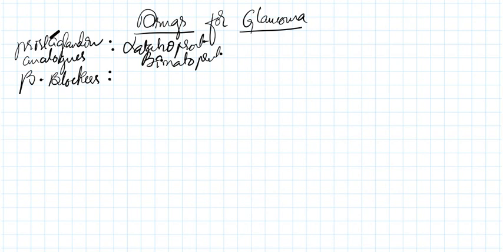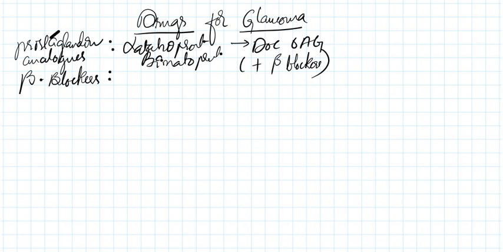What they do is they increase the uveoscleral outflow. And remember one more thing, these are the drug of choice in open angle glaucoma. That is the mechanism of action. Remember, it's very much important. If there is no response with the prostaglandin analogs, then you just add a beta blocker.